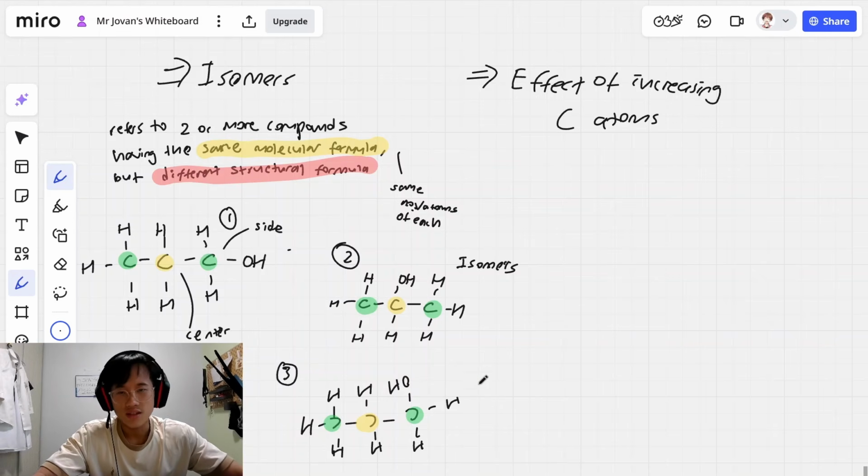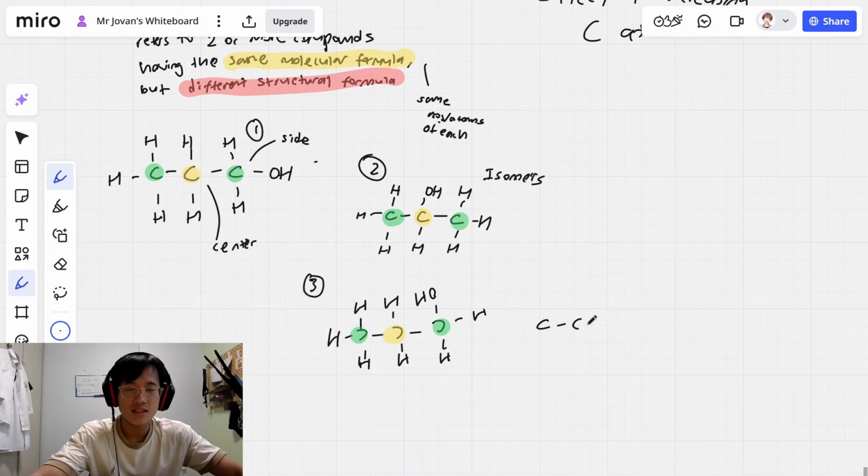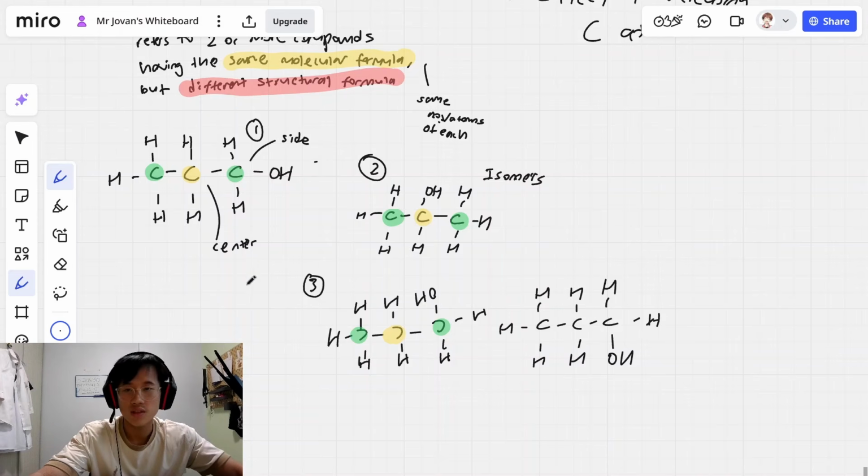Why? Let's take a look. I want you guys to know that as long as it's connected to the same side, same carbon atom, if it's here, it's here, it's here, there is no difference. If they're connected to the same carbon, it's no difference. This is the same as this. Structurally, they are the same.